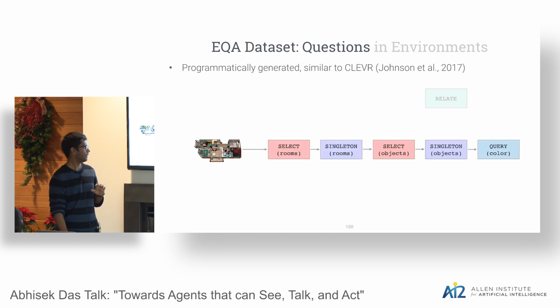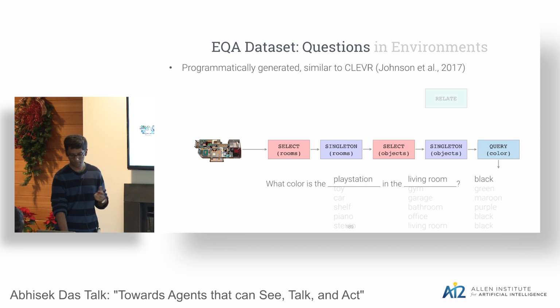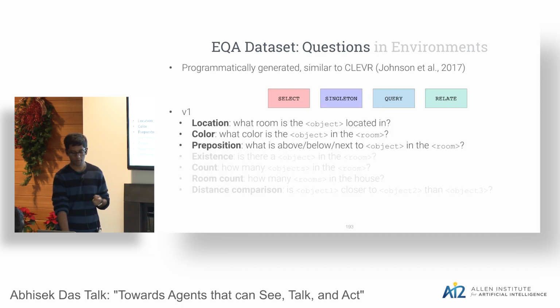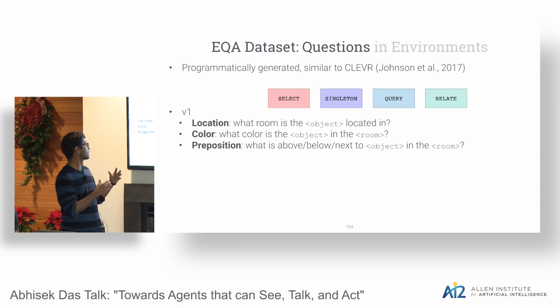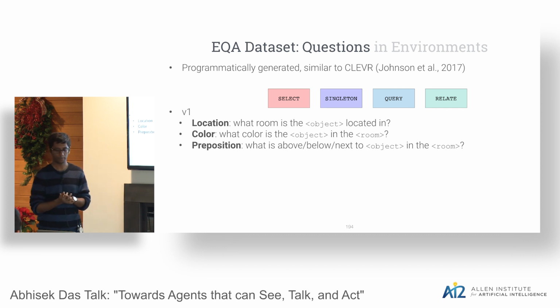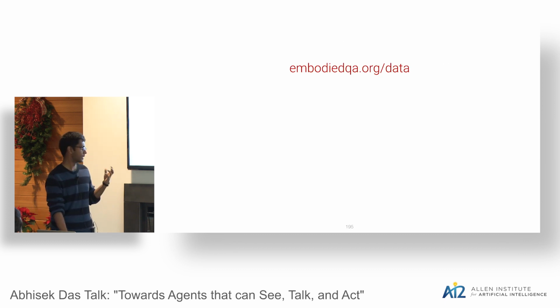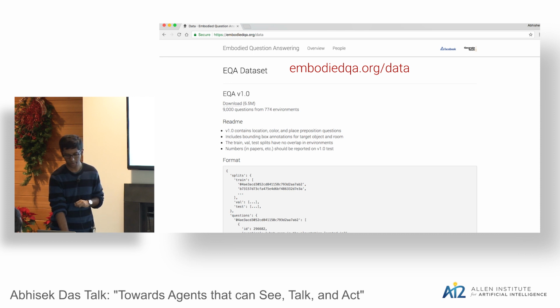Combining these primitives in a different order can be used to generate a whole bunch of color questions, such as what color is the PlayStation in the living room, what color is the toy in the gym, and so on. So for this initial work, we used location, color, and place preposition questions. What room is the object located in, what color is the object in the room, and what is above, below, next to the object in the room. And all of this data is, of course, publicly available on embodiedqa.org.